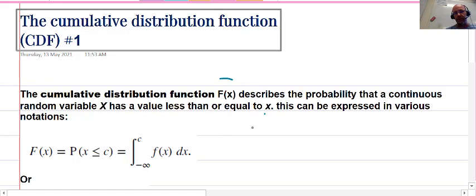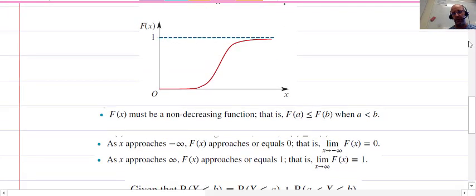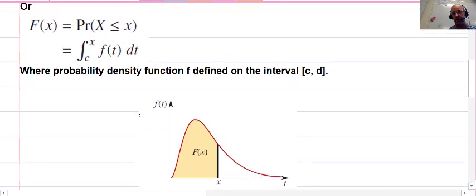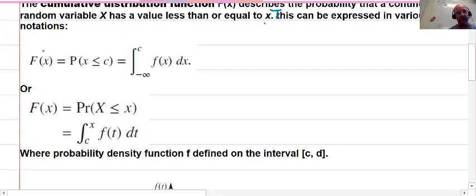Now it talks about the probability that a continuous random variable X is less than or equal to little x. So it can be expressed in various notations, depending on what source you're reading from. It can be expressed as the probability from x up to some maximum value c for some density function, from the bottom to the top limit.